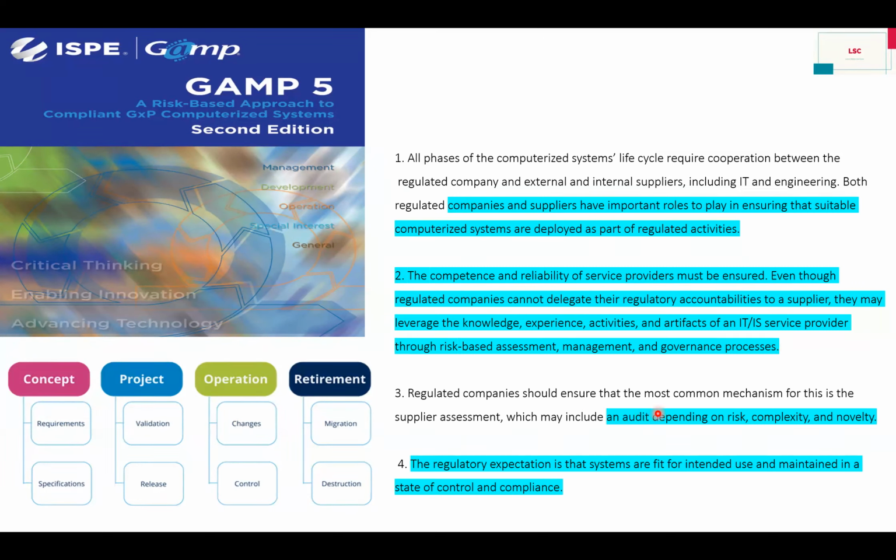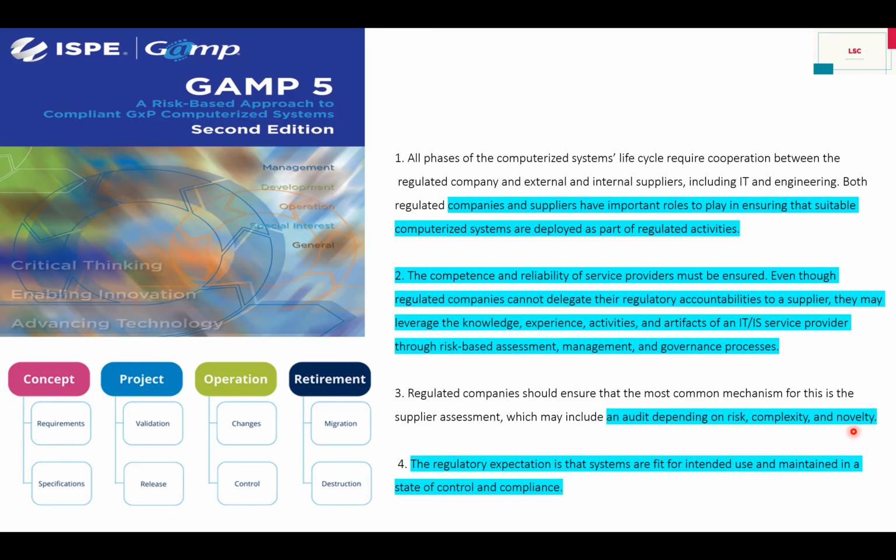The regulated company should ensure that the most common mechanism for this is supplier assessment, which may include an audit depending on the risk, complexity, and novelty. If you remember, in the initial risk assessment, we check whether there is a requirement of a vendor audit or not. So at that time, we ensure what the risk is behind selecting the supplier. That's why this is written in the guideline.